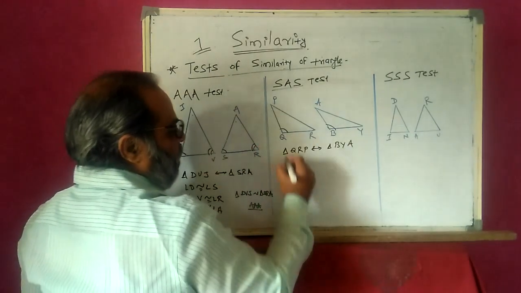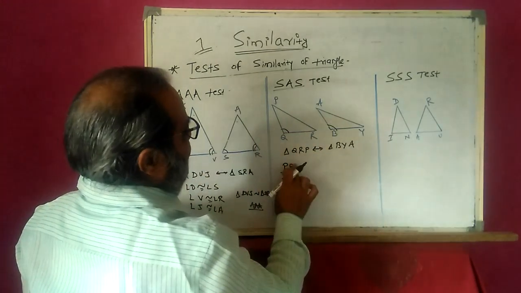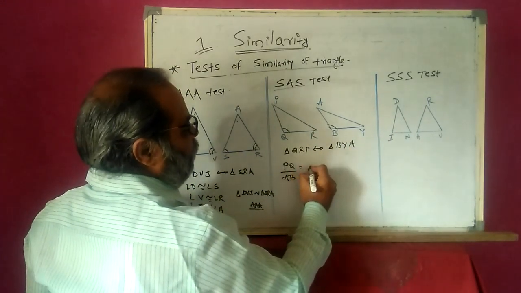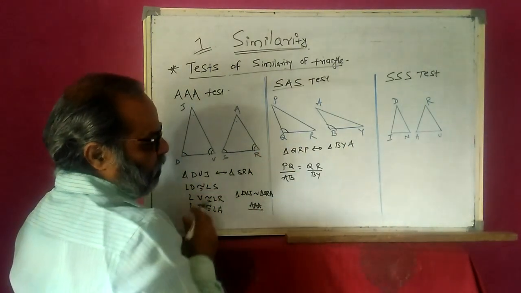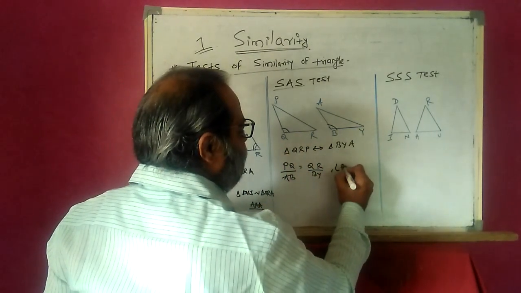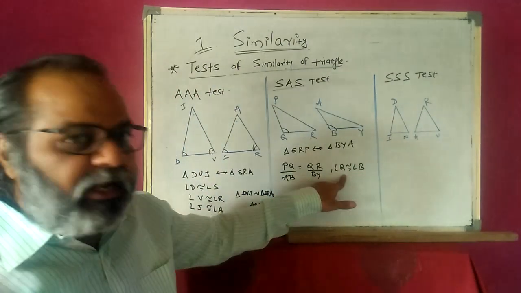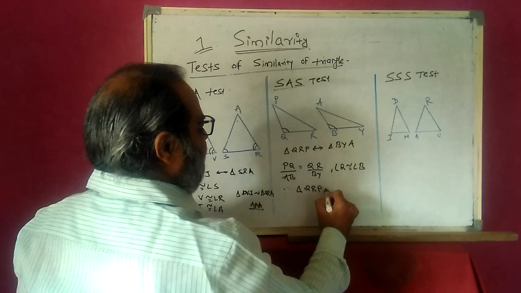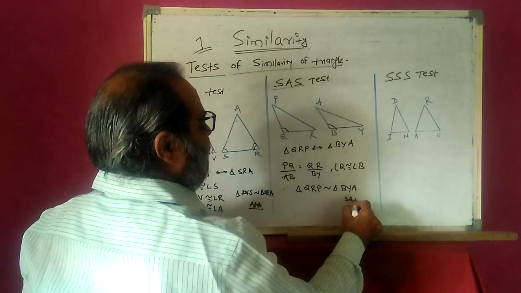So PQ divided by AB is equal to QR divided by BY. There are two sides which correspond here, and their ratio must be the same, and angle Q is congruent to angle B. So sides are in proportion and the angle is congruent. Therefore triangle QRP is similar to triangle BYA by the SAS test.